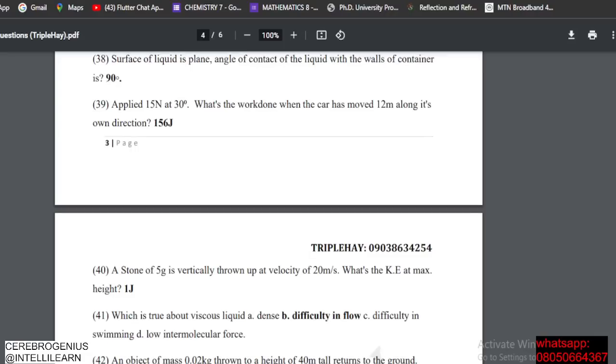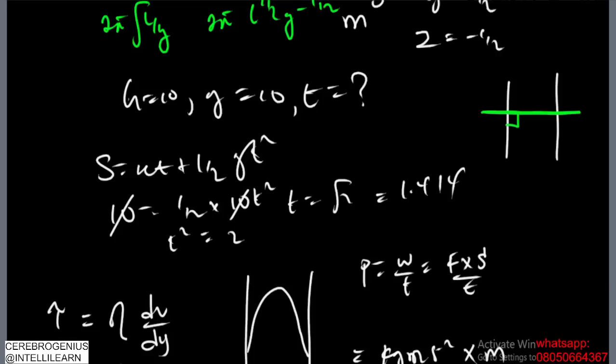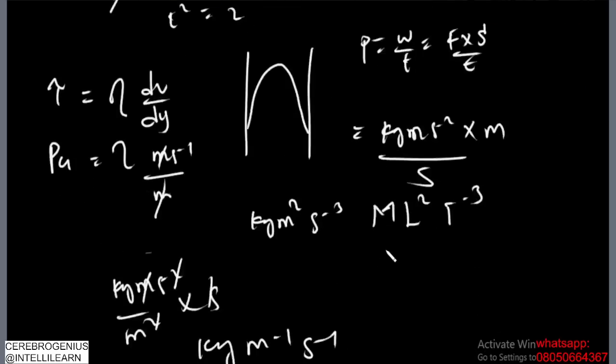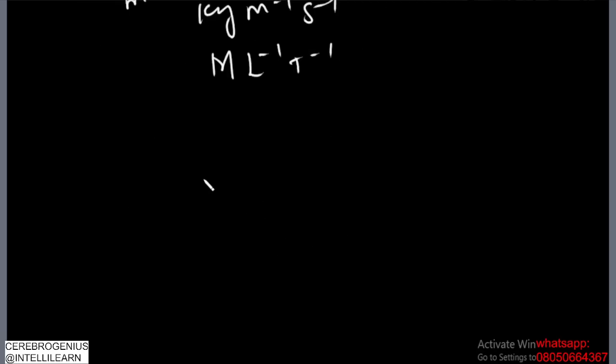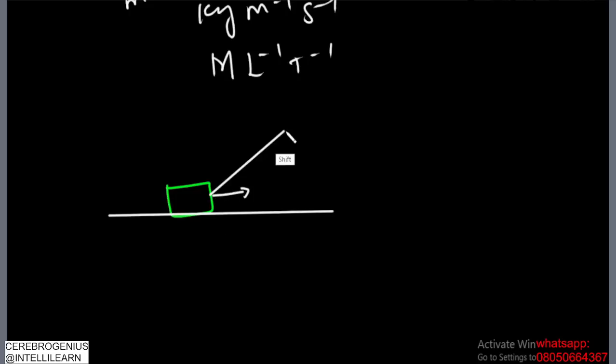So the next one, we have applied force of 15 Newton at 30 degrees. The work done when the car moves 12 meters along its own direction. And the problem here is that we don't know which direction the car is moving, because the answer we are going to get for this depends on the diagram. Let's assume that this is the car and this is the floor, and the car is moving this way, and this is the force.